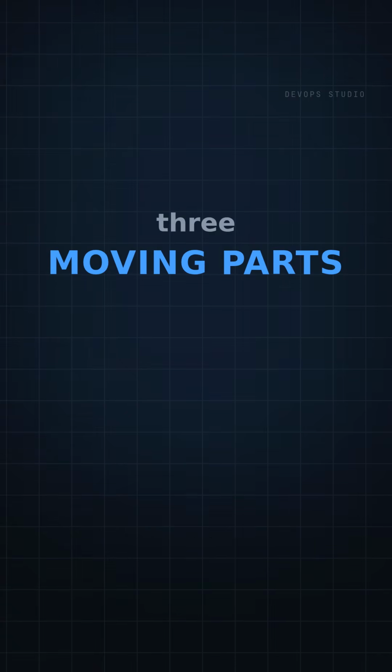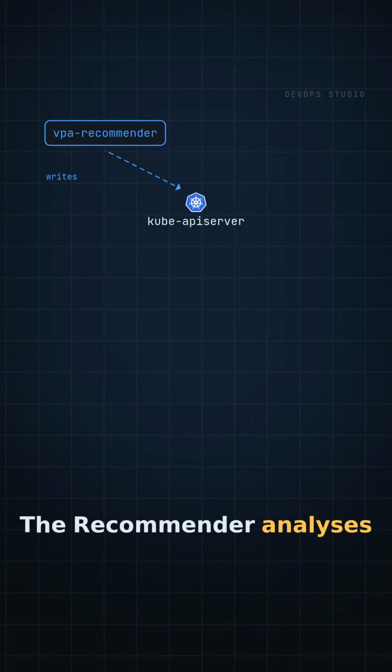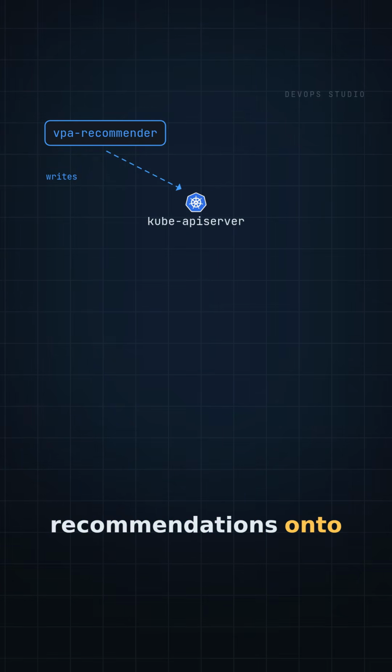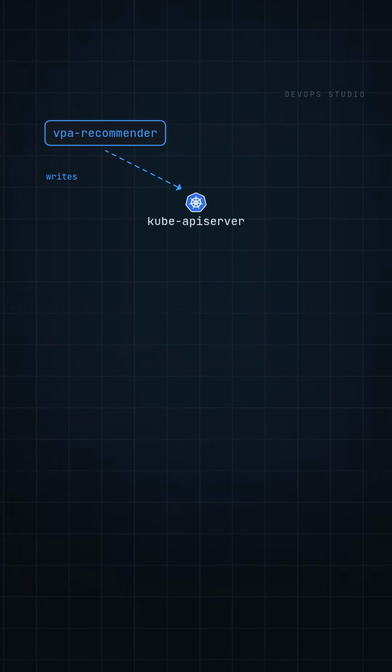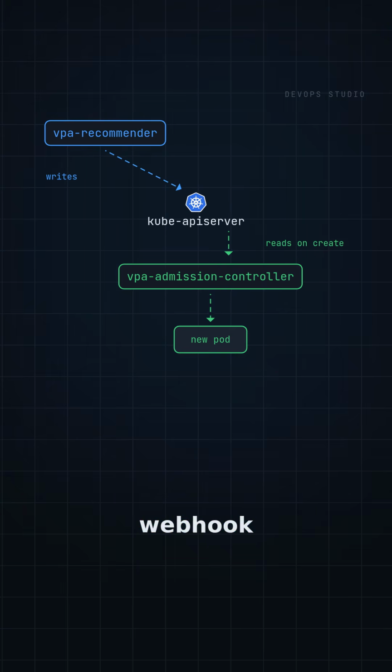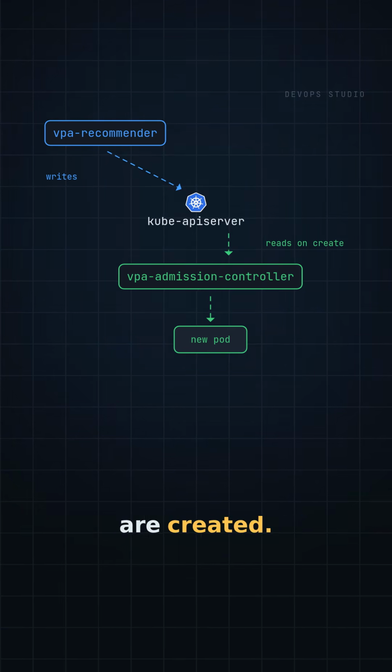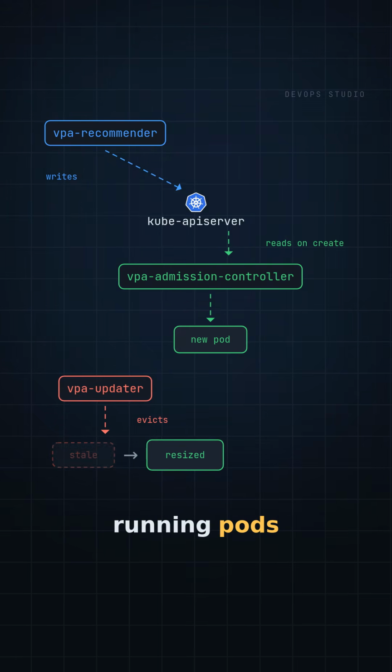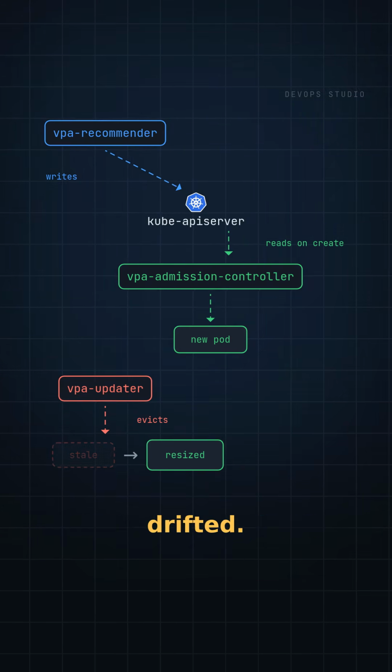There are three moving parts. The recommender analyzes usage and writes recommendations onto the VPA object. The admission controller is a mutating webhook that rewrites pod requests as pods are created. The updater watches running pods and acts when their requests have drifted.